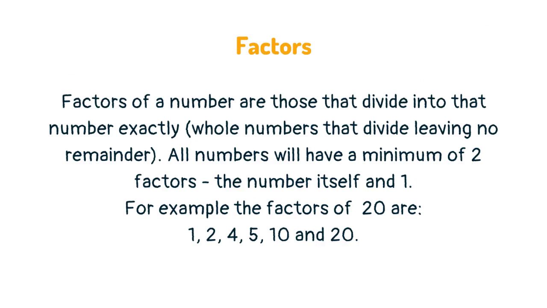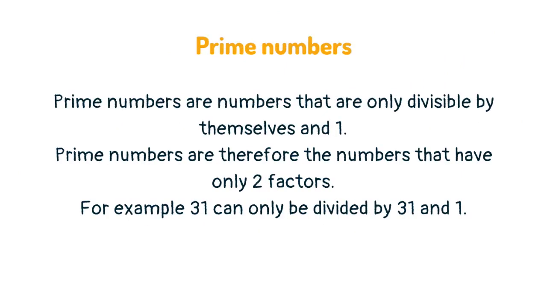Factors of a number are those that divide into that number exactly, whole numbers that divide leaving no remainder. All numbers will have a minimum of 2 factors, the number itself and 1. Prime numbers are numbers that are only divisible by themselves and 1. Prime numbers are therefore the numbers that have only 2 factors. For example, 31 can only be divided by 31 and 1.